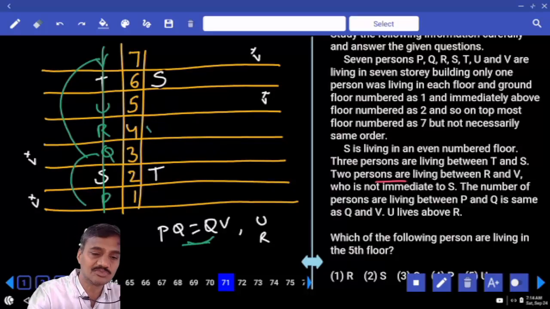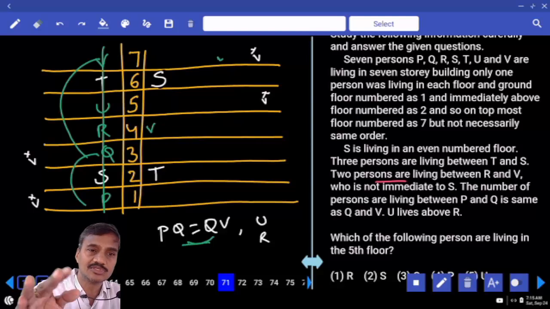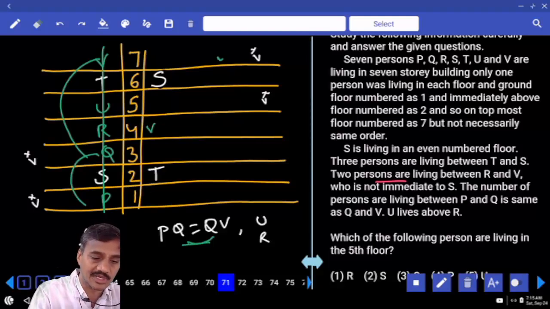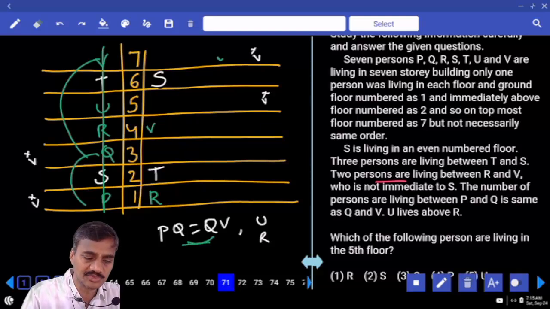Can we have V at this place? Suppose V is here, then 2 persons between V and R. If R is here, then above this R, U should be, which is not possible. So where should R be? R must be adjacent. That is possible, right? If R is here, V and R, then U is above this R, fine.